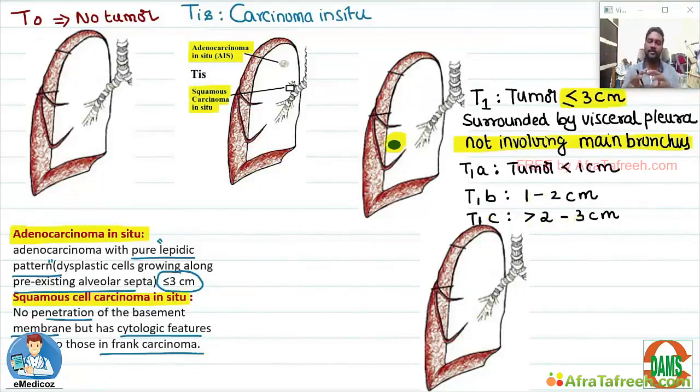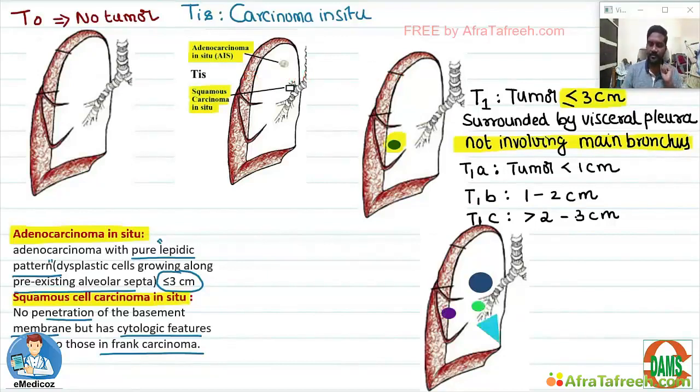So whatever it is in T1, it is not going to exceed more than 3 centimeter. So it is very localized. It is surrounded by visceral pleura, and it is not involving the main bronchus. Now, if it extends further, we call it a T2 tumor. It can grow in size, and it can also involve some other parts. So we have the T2 tumor.